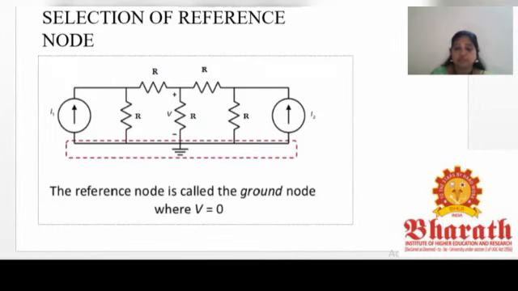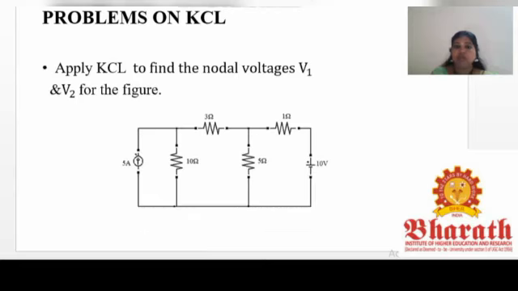Next, we have selected the reference node. So now we are going to see the problems under KCL. Your first problem is to apply KCL to find the nodal voltages V1 and V2 for the given figure. This is your given network, and they asked you to find the nodal voltages V1 and V2.